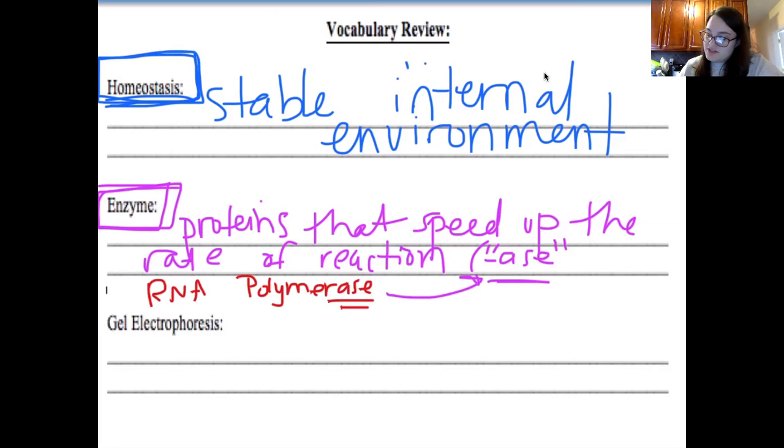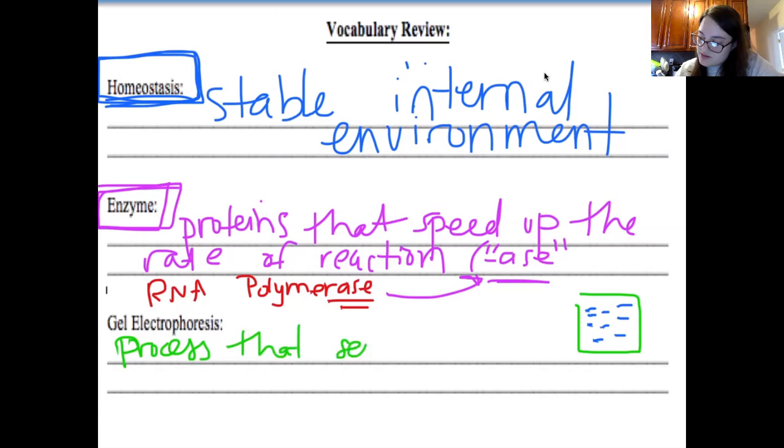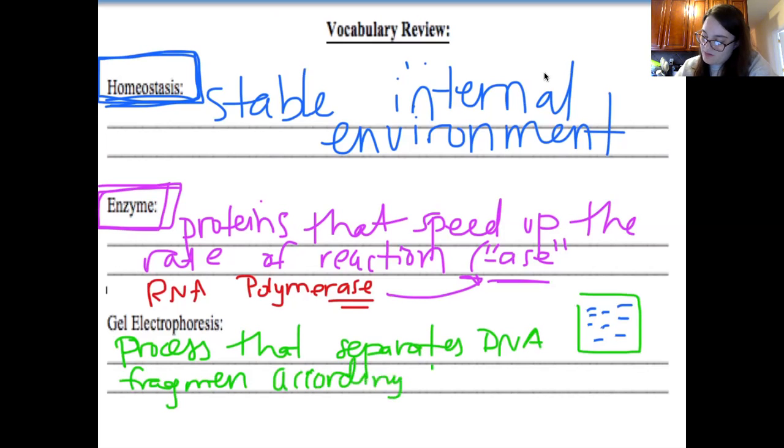And finally, gel electrophoresis is something we talked about yesterday. It looks something like this. Remember, with the DNA strands that are separated? So through this process, gel electrophoresis, we're talking about a process that separates DNA fragments according to size. Oh, my iPad's given up, guys. Oh, all right, according to size.